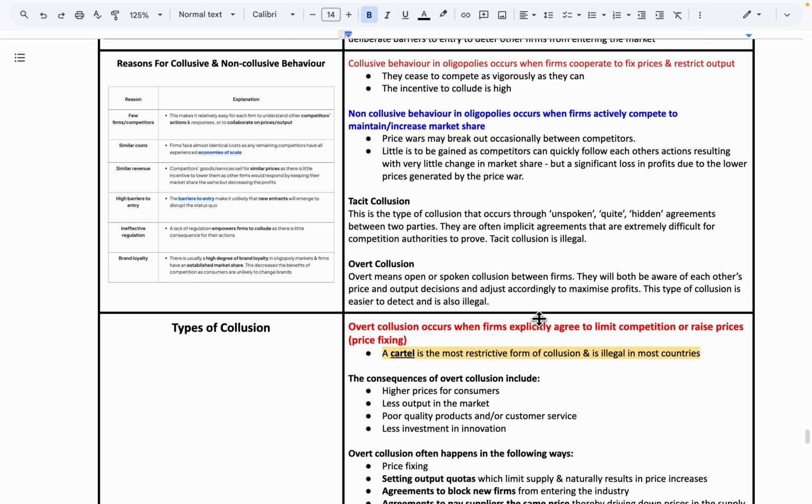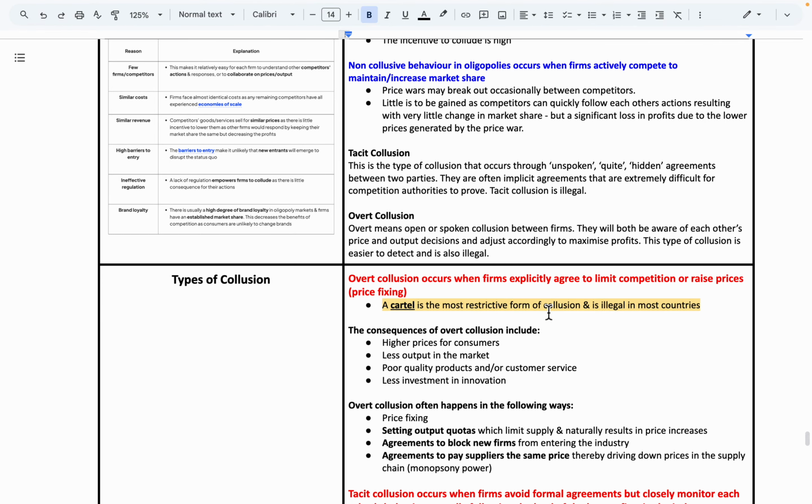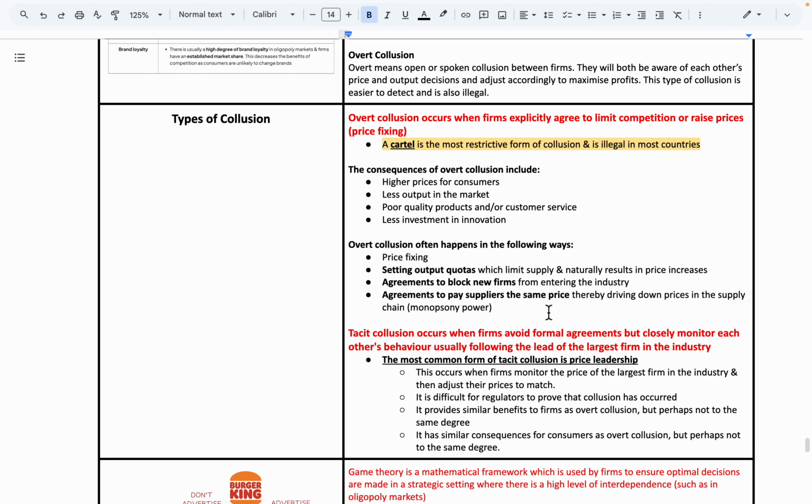Overt means open or spoken collusion between firms, so they will both be aware of each other's price and output decisions and adjust accordingly to maximize profits. This type of collusion is easier to detect and is also illegal. So now let's talk about them a bit more.